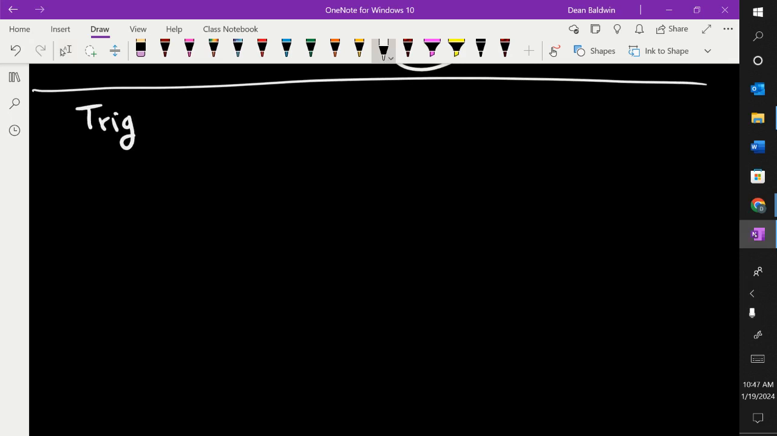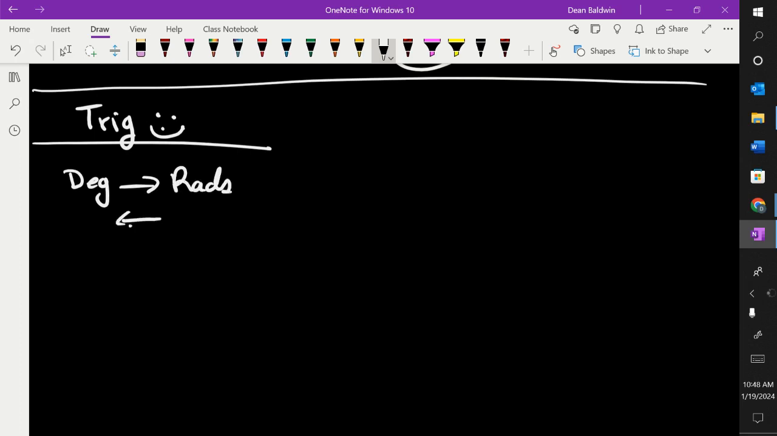Trig! Everybody's favorite. Do not draw. Okay. You should know how to convert between degrees and rads. Just because I don't think I asked, maybe I asked one question on that, but it's kind of just built into bigger questions.